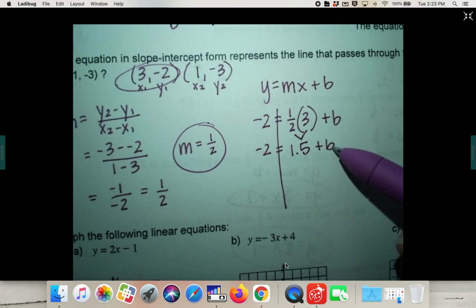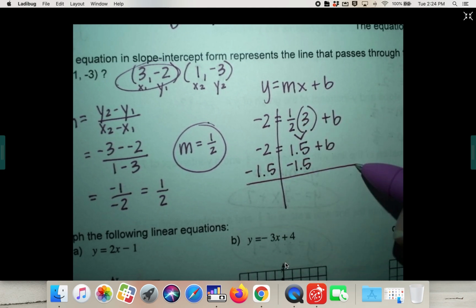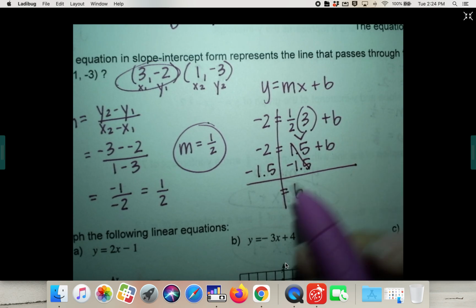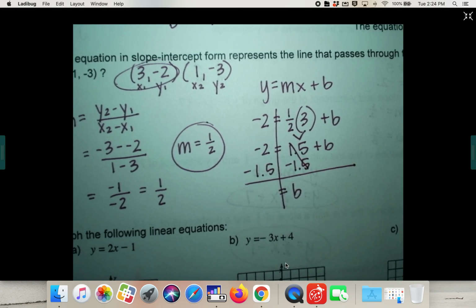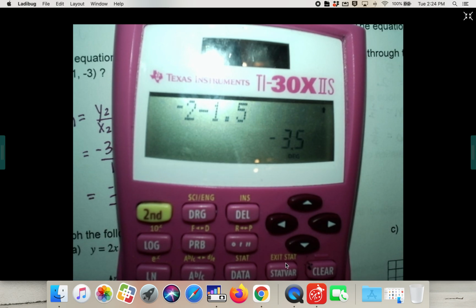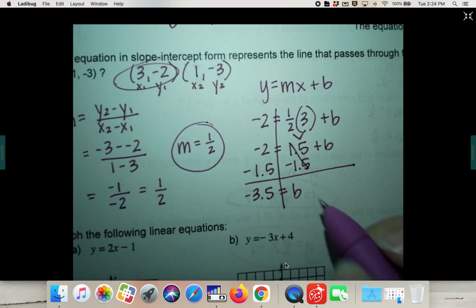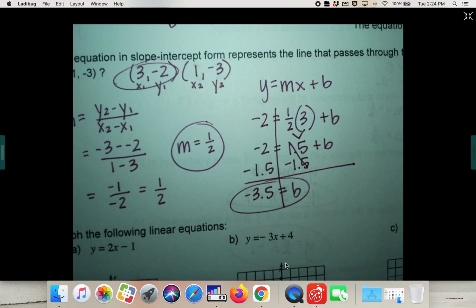Check to make sure I did that right, but I think that's right. I need to get b by itself. So b is adding 1.5, so I'm going to subtract 1.5 on both sides. -2 minus 1.5 more. -2 minus 1.5 is -3.5. So my b is -3.5.